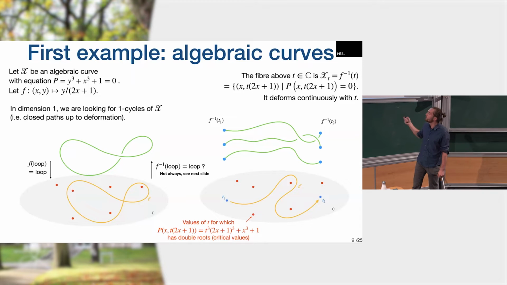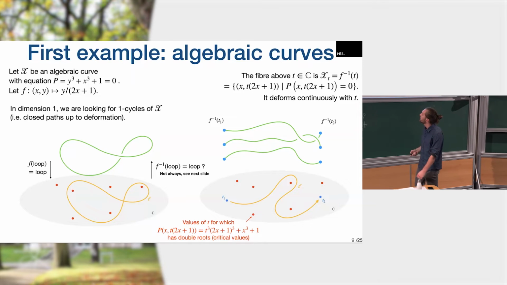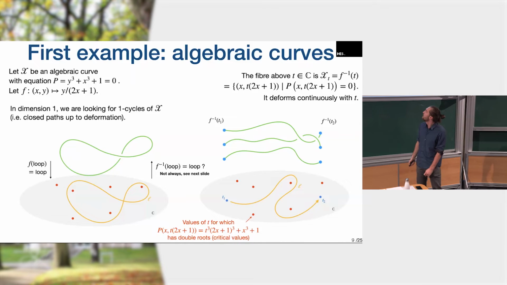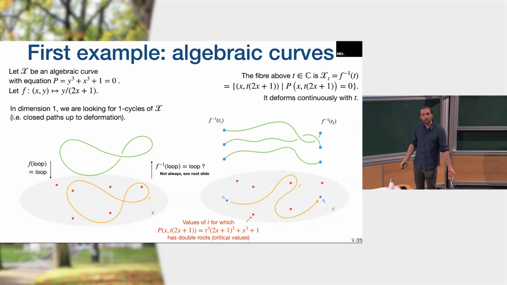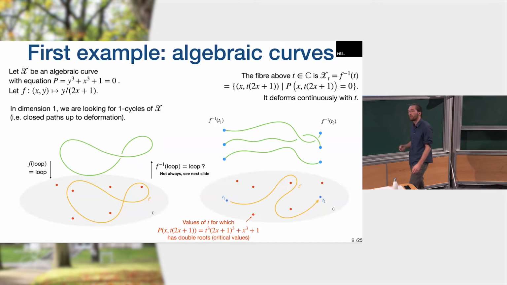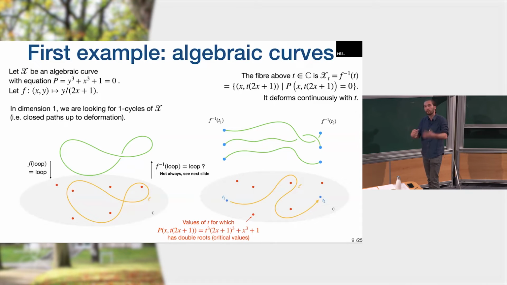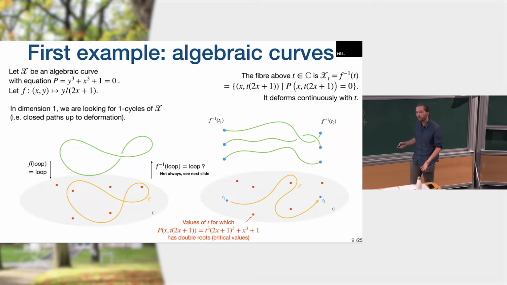So let's say we want to compute the periods of this elliptic curve. This is the Fermat elliptic curve in the affine setting. What you are looking for here are one-cycles of this elliptic curve. So you want to have some understanding of what the one-cycles are, and this way you will be able to integrate on these one-cycles. And one-cycles, you can understand them just as loops in the elliptic curve up to some deformation.